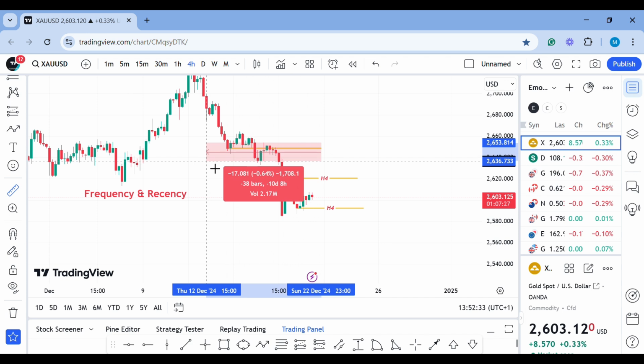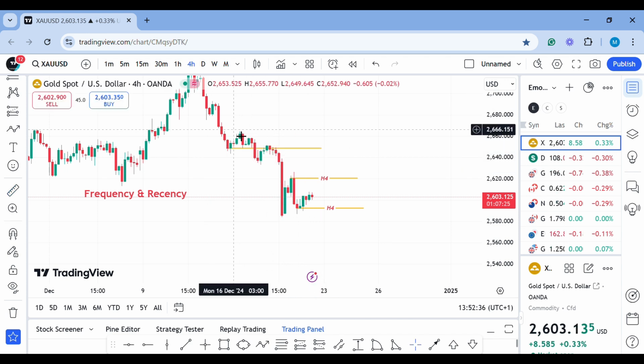So you can see this is a frequency zone. The market respects this, and it pushes here, respects it here to the upside, and came back, it broke, and what, this one respects this one, it pushes up a little bit.